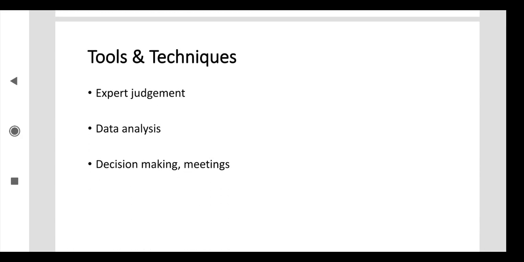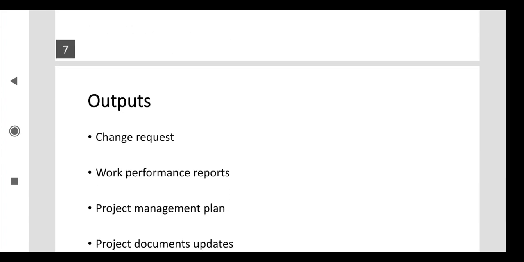Then, what are the tools and techniques related to project monitoring? Expert judgment, data analysis, decision making and meetings. We have to gather information from the experts, from other companies or from the head people of our company. Analyzing the data, we compare with other projects. Then we take decisions, and we conduct meetings to get more information related to the project. These are all the tools and techniques.